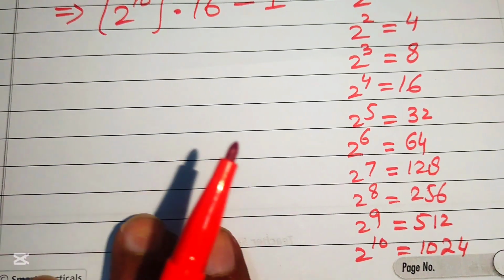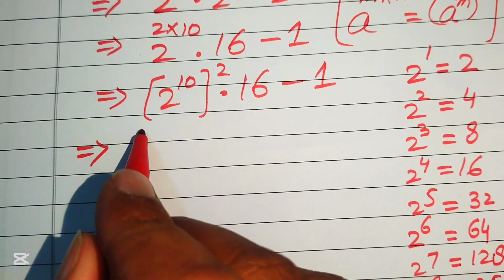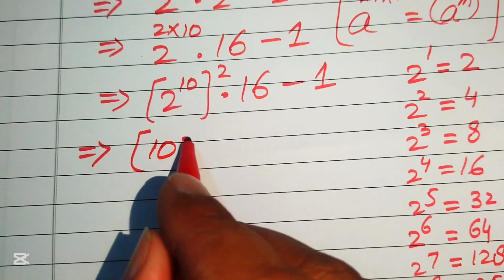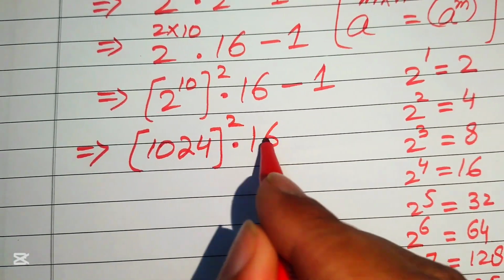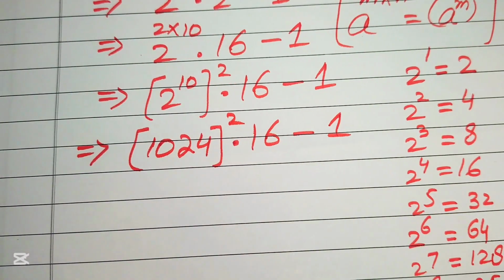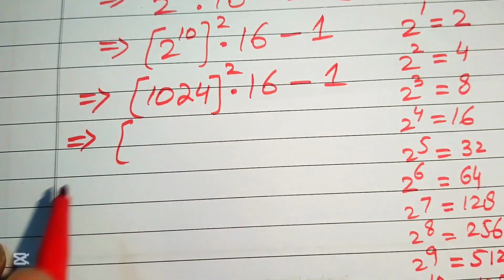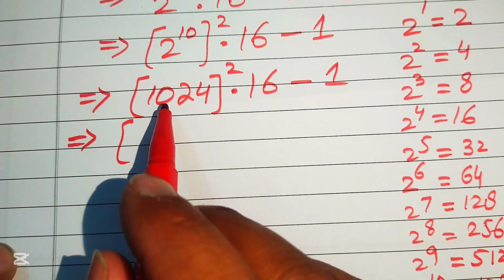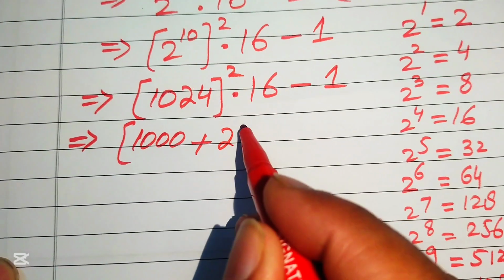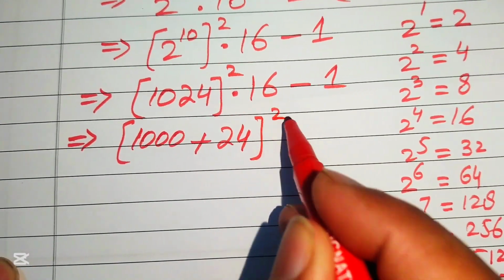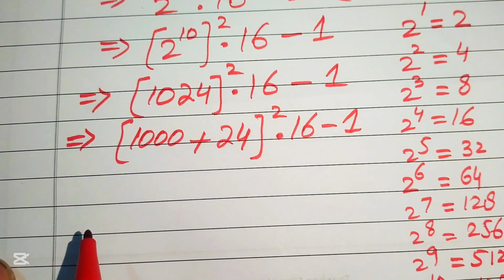Okay, so now we need to replace this 2 to the power of 10 with 1024 and its whole square, multiplied by 16 and also minus 1. So now in the next step we need to break this term, and we write this 1024 as 1000 plus 24 and its whole square, multiplied by 16 minus 1.